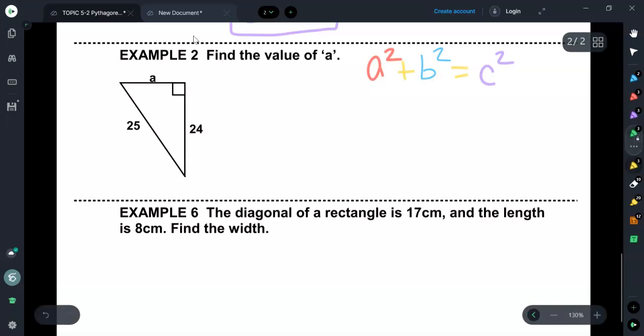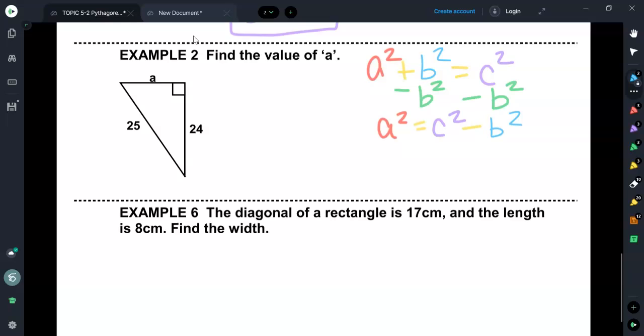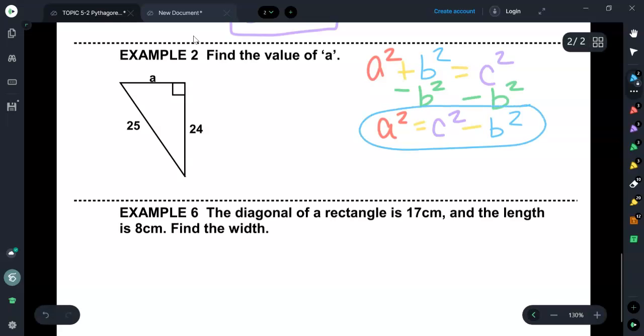So what I'm going to do is take the B squared and move it to the other side so that I can get the A squared isolated. So a squared is going to equal c squared minus b squared. So now I'm going to plug in using this. Again, you're always subtracting when you're looking for the leg. So let's check this out.